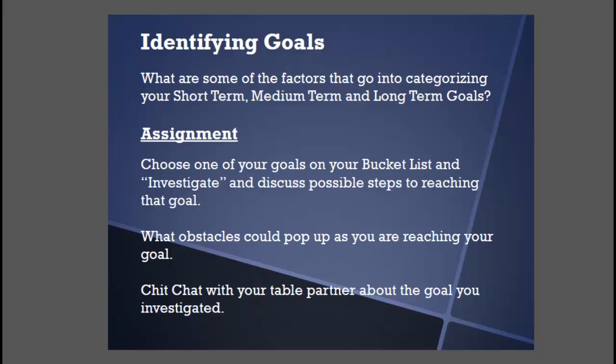In your assignment, choose one of your goals on your bucket list and investigate and discuss possible steps to reaching that goal. What obstacles could pop up as you are reaching the goal? Chit-chat with your table partner about the goal you have investigated.